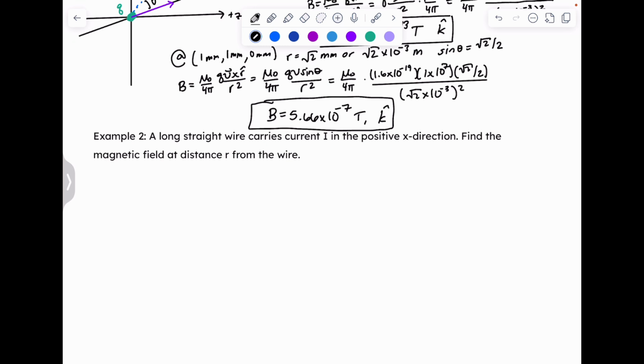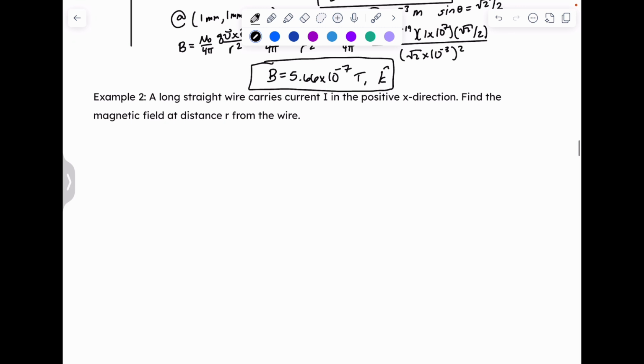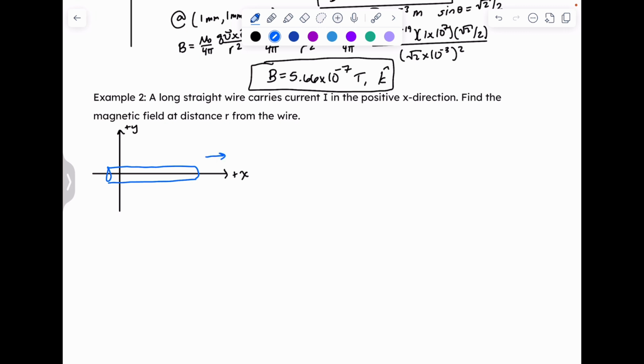All right, our second example, we have a long straight wire carrying current I in the positive x direction. We're going to find the magnetic field a distance r from the wire. So I'm going to draw a coordinate system. We'll call this plus x to the right and plus y up. And then I'm going to draw a wire. So here's my wire. I have my current going to the right. I'm going to take this chunk and call this delta x.